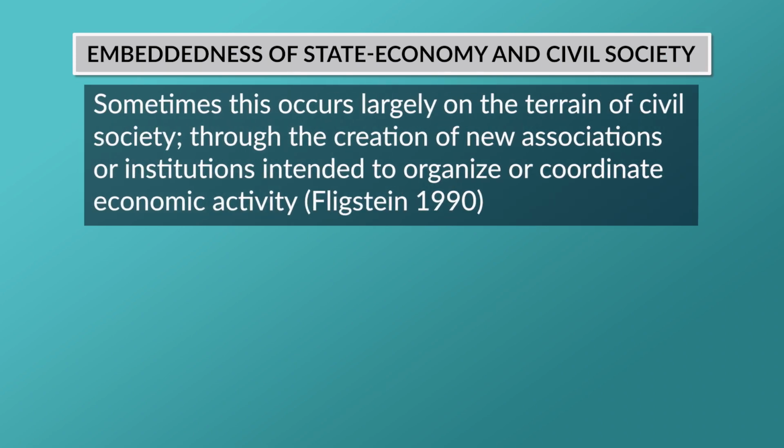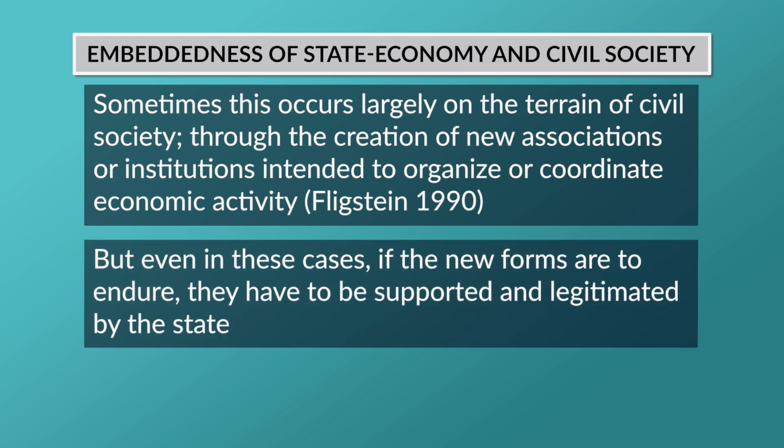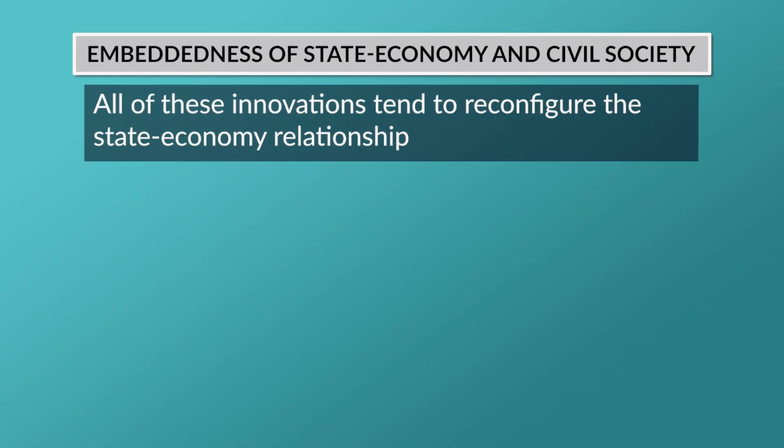Sometimes this occurs largely on the terrain of the civil society through the creation of new associations and institutions intended to organize or coordinate different forms of economic activity. But even in these cases, if the new forms are to endure, they have to be supported and legitimized by the state. Other times, the initiative comes through the state or by way of cooperation between the different actors of the state and the different actors of the civil society. But all these innovations tend to reconfigure the state-economy balance.